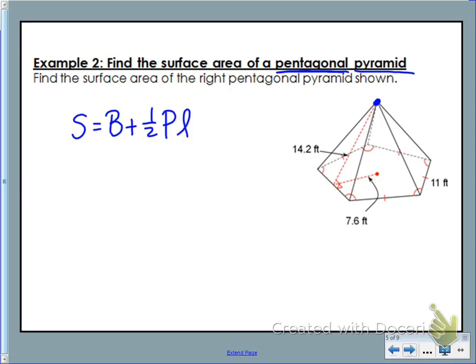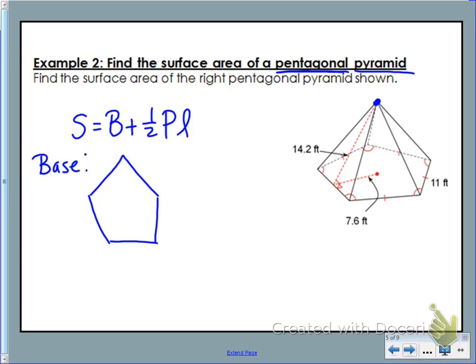So now we know we need to find the area of the base. In this case, the base is a pentagon. So just like before when we were dealing with prisms, we drew the base, you're going to do that same thing here. So here's our pentagonal prism, and it does tell us it's regular. So we are going to look at our picture and put the information that we know.